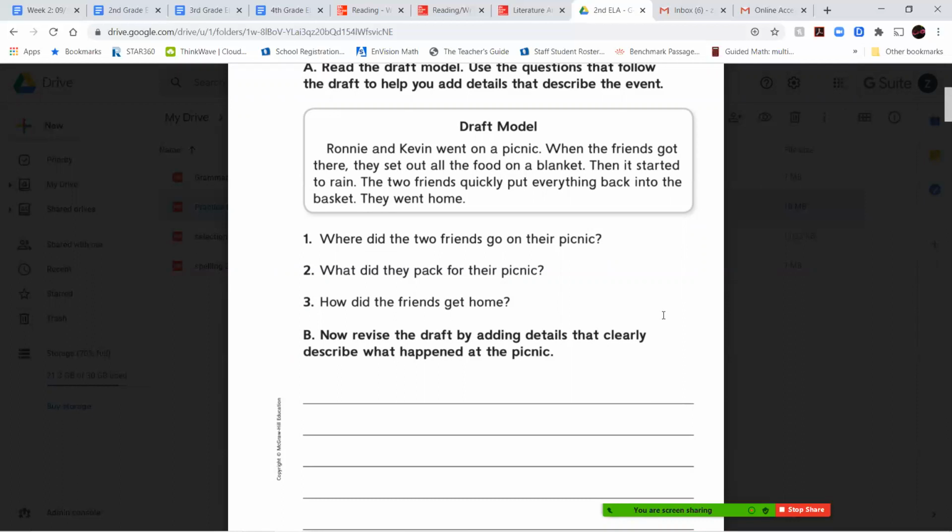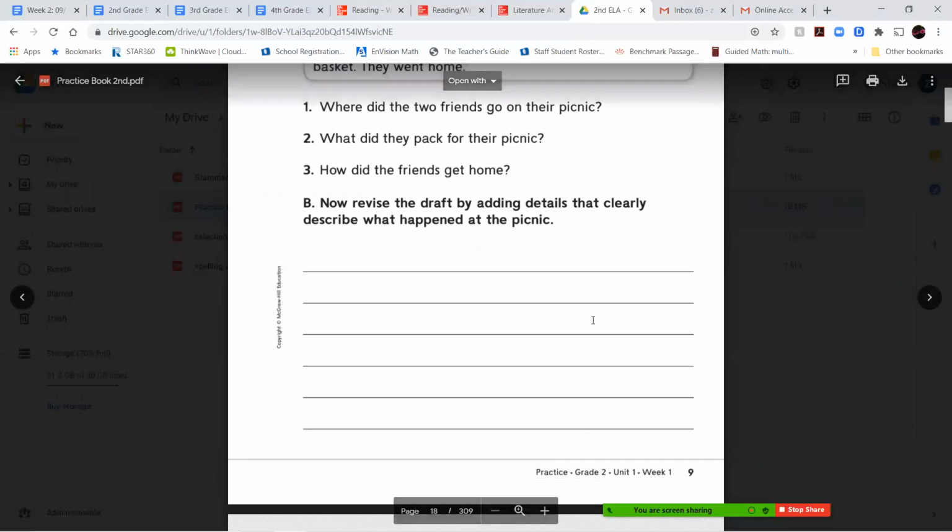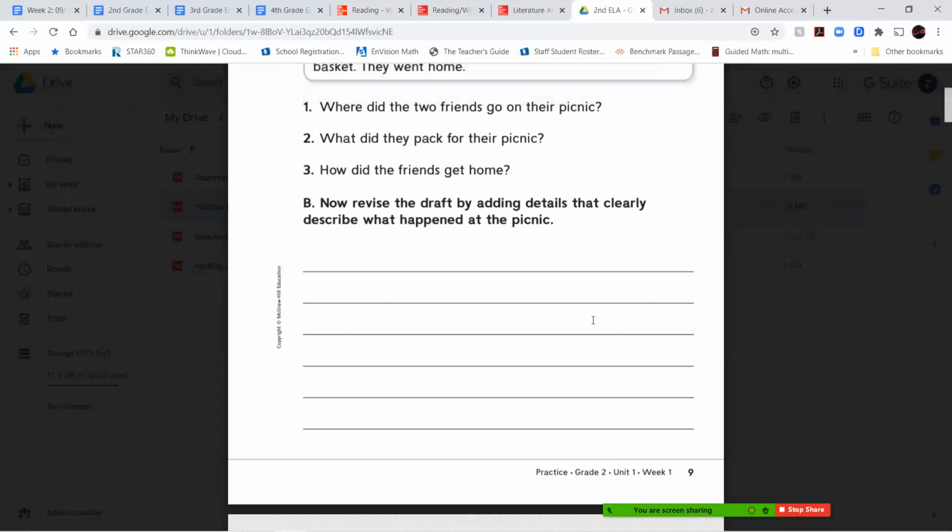So you can see how I took the original draft model. I took the answers to my questions underneath that were helping me generate or make up new ideas to make the story more interesting. And then I rewrite my story down here on the lines with all the fun and interesting details that I added to it.